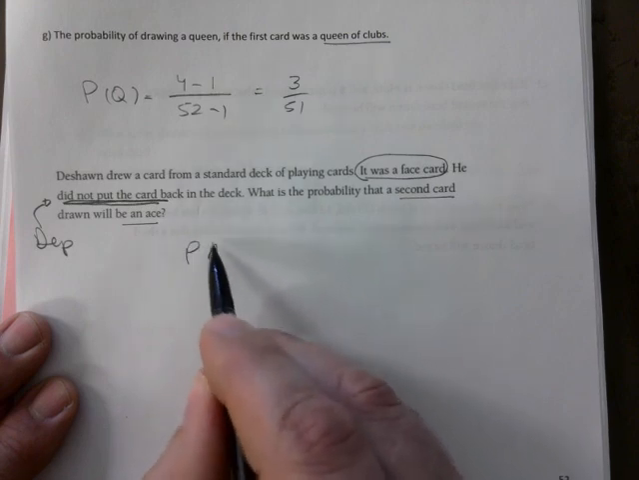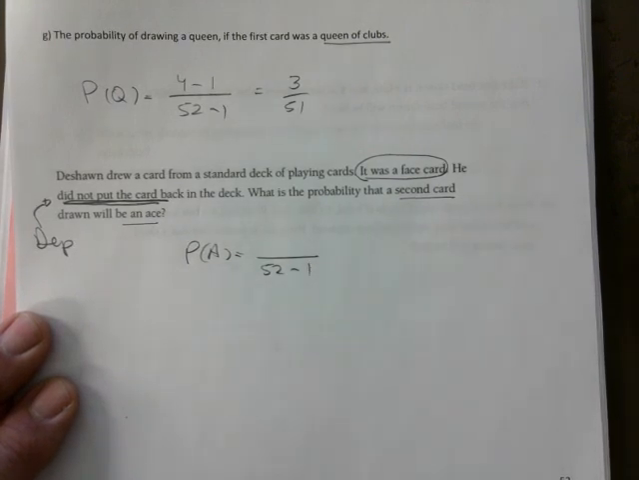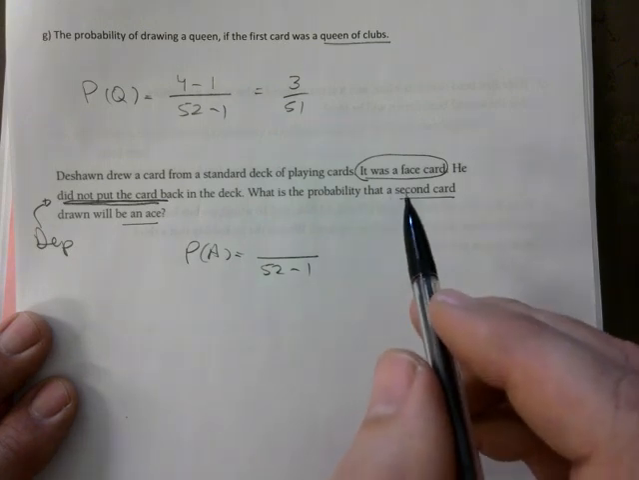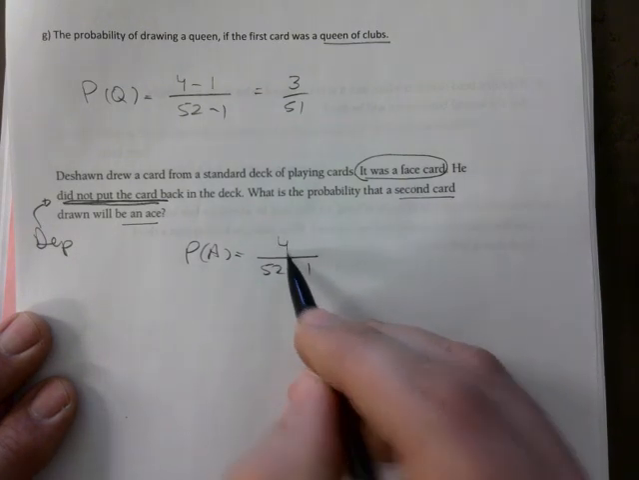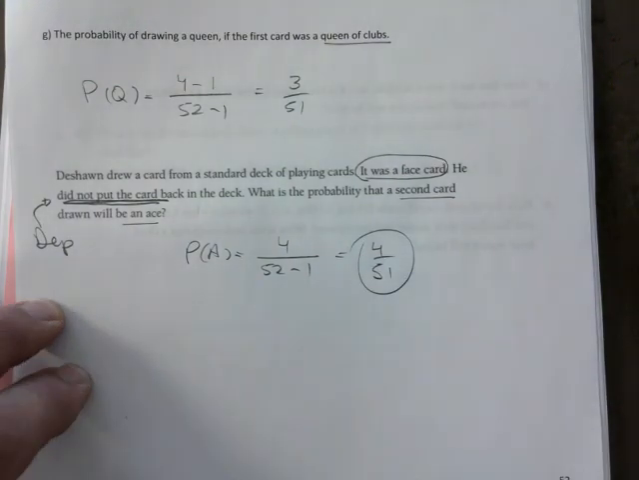So probability of ace in this case, right? 52 minus 1. And the face card was the first one, so that doesn't change. So it's 4 over 51. Done.